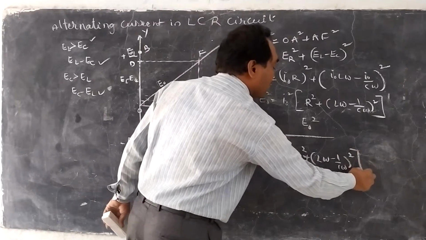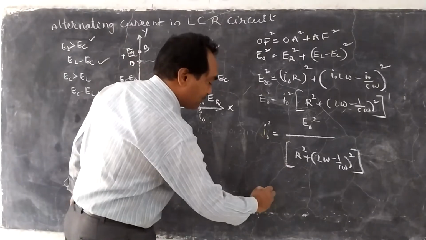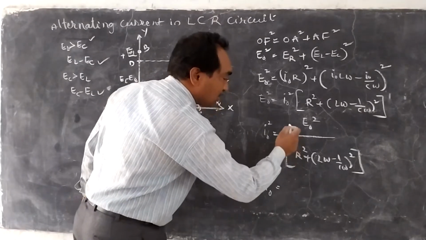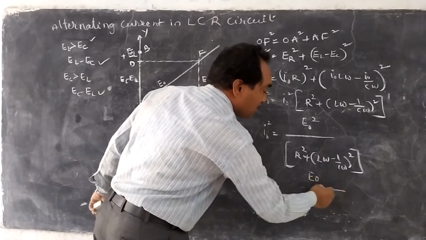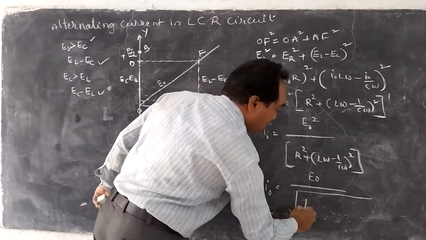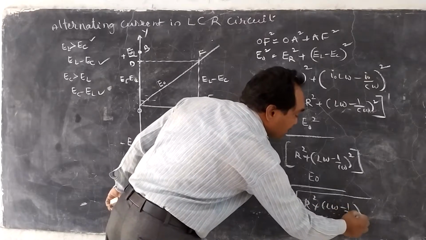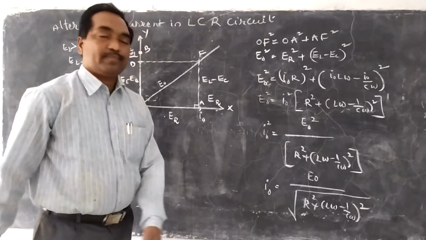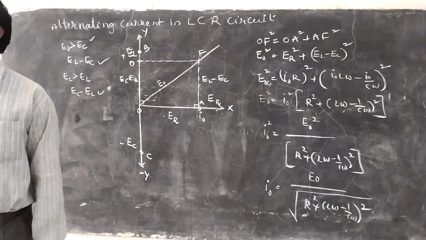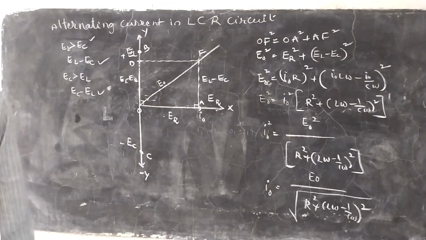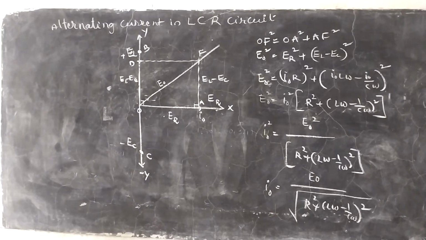But what we require is only the peak current. That is, the peak current I naught is equal to the square root of E naught square by that expression, that is, E naught by square root of R square plus L omega minus 1 by C omega whole square. That is the maximum current, or peak current, in the LCR circuit. Next step is what is the phase difference.